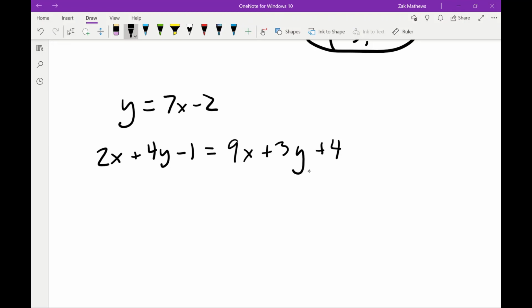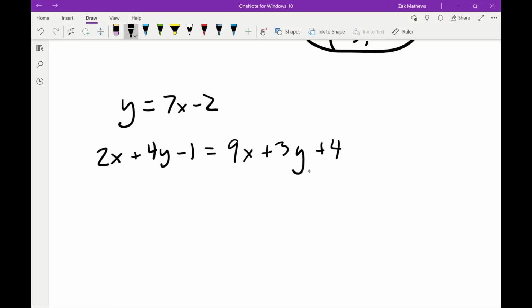However, already on that first line, I see y is equal to 7x minus 2. I'm thinking I'm going to use substitution, just substitute that in. But let me just clean up this second equation first. So I'm going to get the y terms to one side. Let's say we want to move the y's to the left-hand side. I'm going to get the x's and non-x's to the other side.